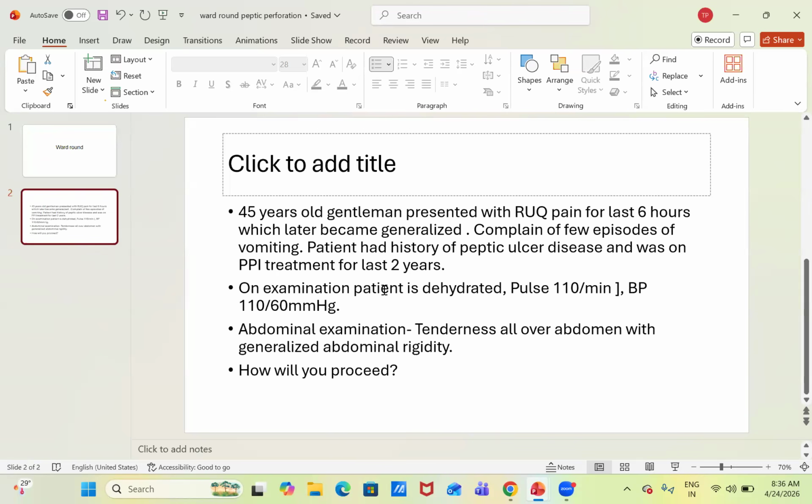Is the scenario visible? Is this slide visible? Yes, sir. Okay. Tripurendra, you read this slide and then we will start discussing.